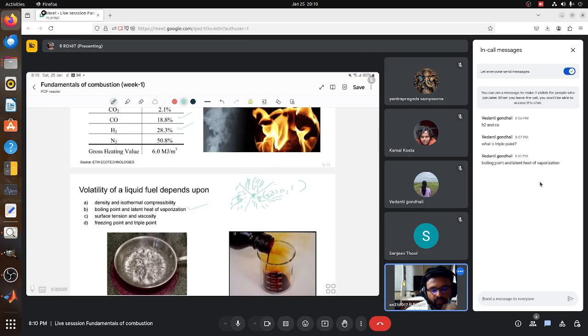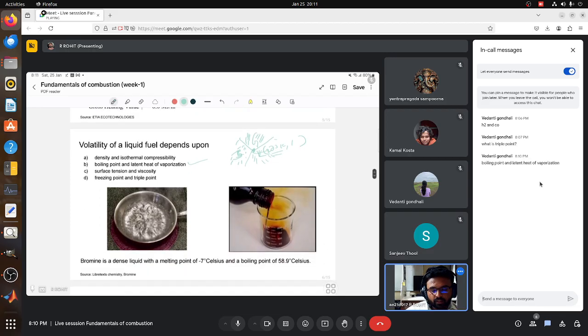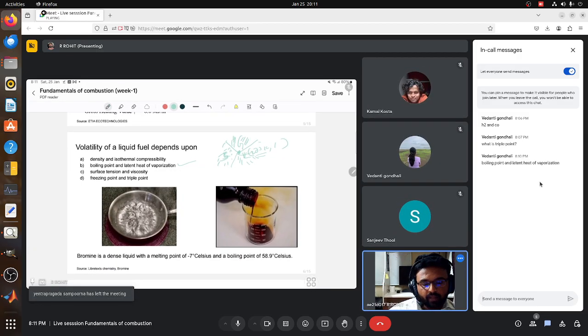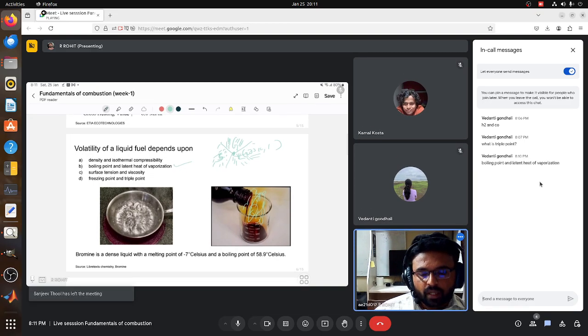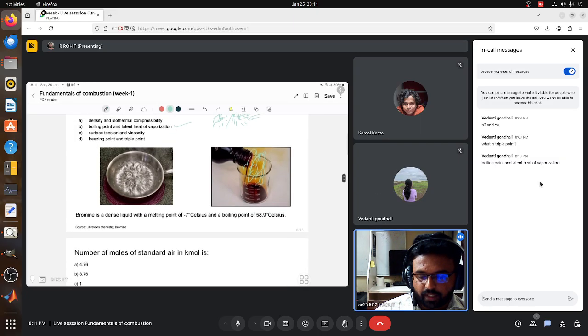So, how much vapor you will get from this. In the figure on the right you can see bromine, which is a dense liquid with a melting point of -7 degrees centigrade and a boiling point of 58.9 degrees Celsius. It is so volatile that you will see vapors coming out of the flask when you are pouring it. So volatility of a liquid fuel depends on the boiling point and the latent heat of vaporization. That was the second question.